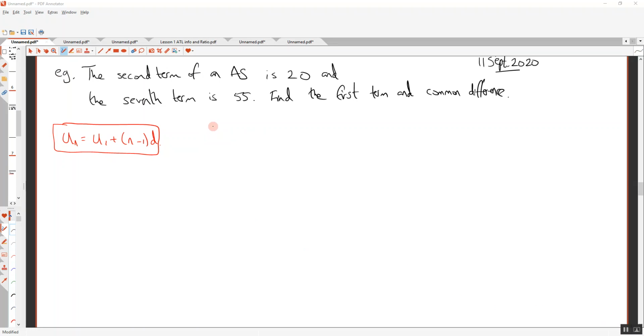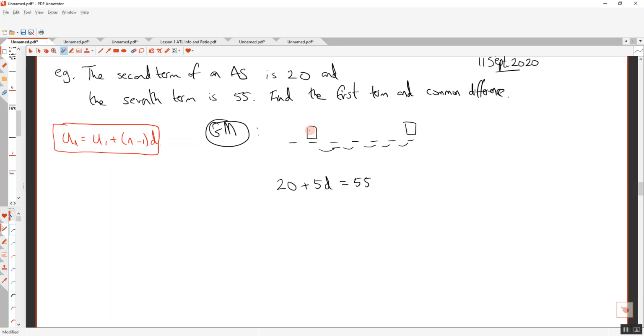Let's have a quick look at Greg's way. Alright, Greg, what did you do? So, key information here is we have the second term and the seventh term. 7 minus 2 is 5, so the seventh term is 5 terms away from the second term. So, 20, then 1, 2, 3, 4, 5. 20 plus 5 differences would get you 55. Correct. Does that make sense?